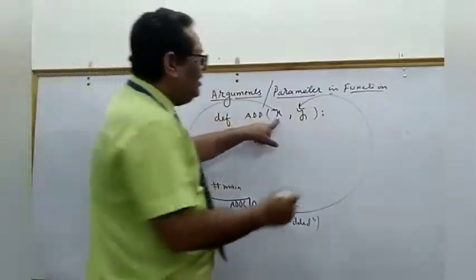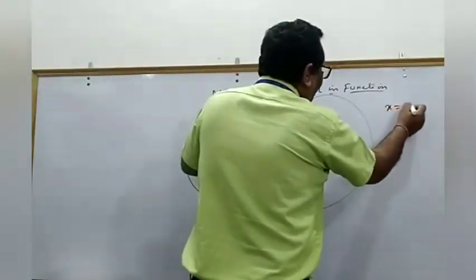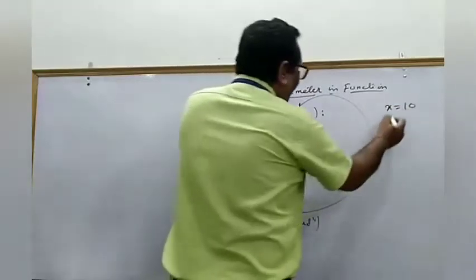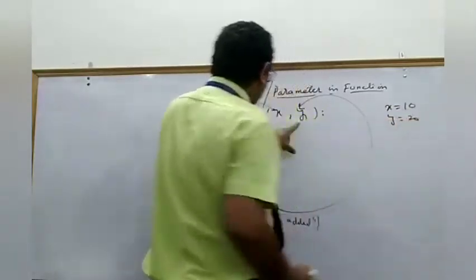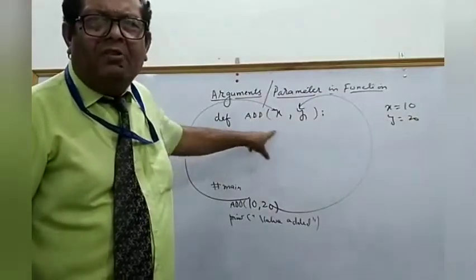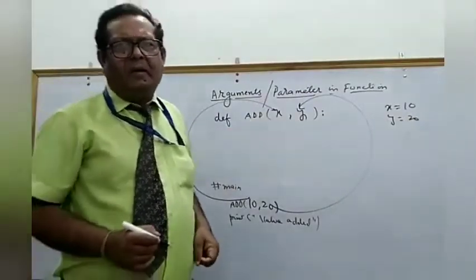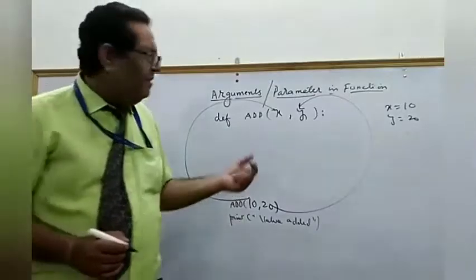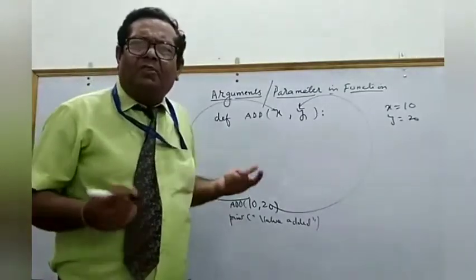Now you can see that x will be assigned the value 10 and y will be assigned the value 20. So now this add has got the two values, 10 and 20, which are passed by the function main while calling the function add. Now what will this add do? Now this add function knows what to do.